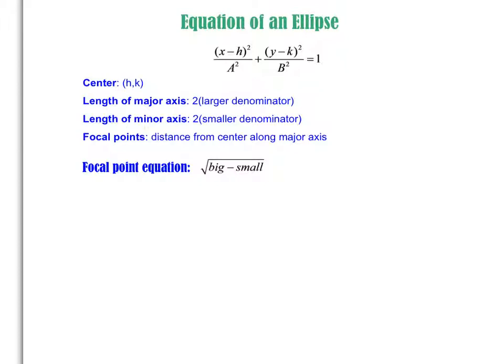And the way to figure out that focal point distance is to use this equation, which is the square root of the big denominator minus the small. So again, I'm not using a and b because we're just going to be looking for the larger and smaller denominators. So this is all going to make sense when we do our examples.